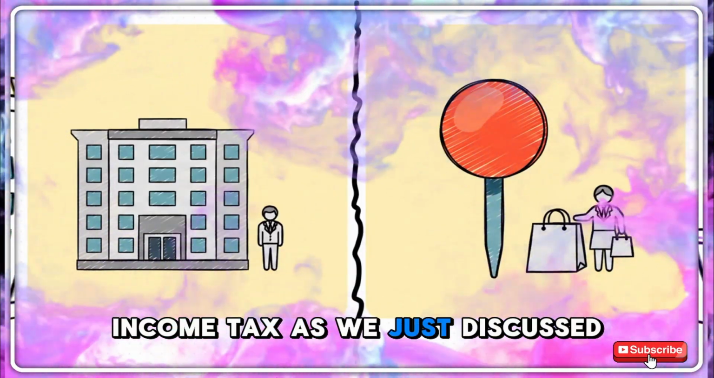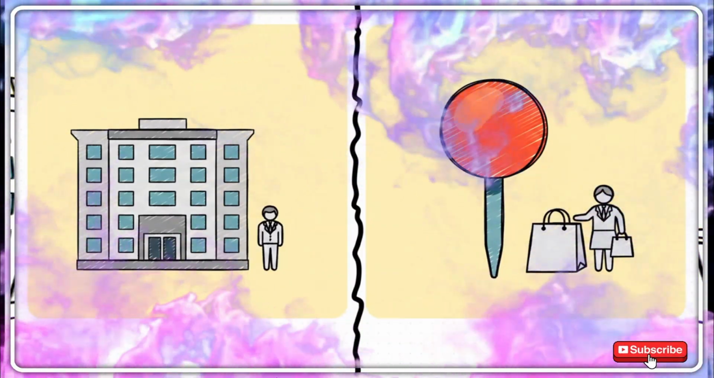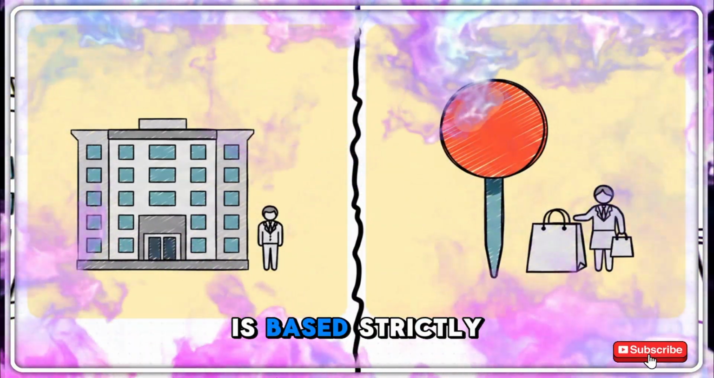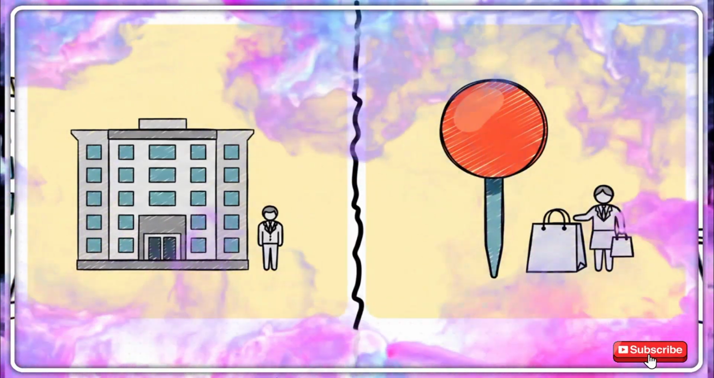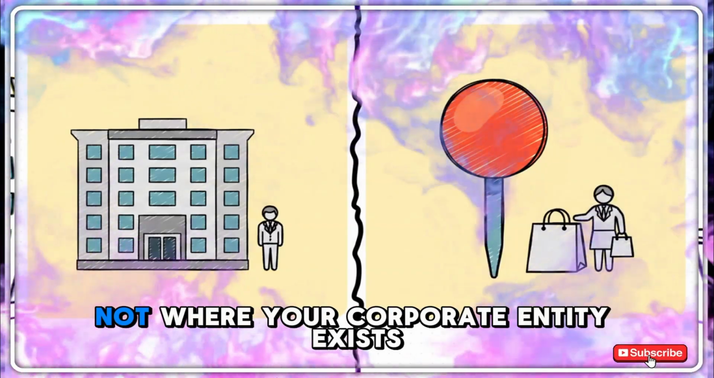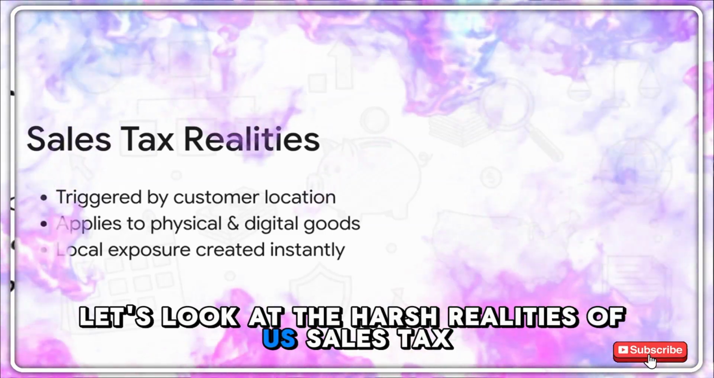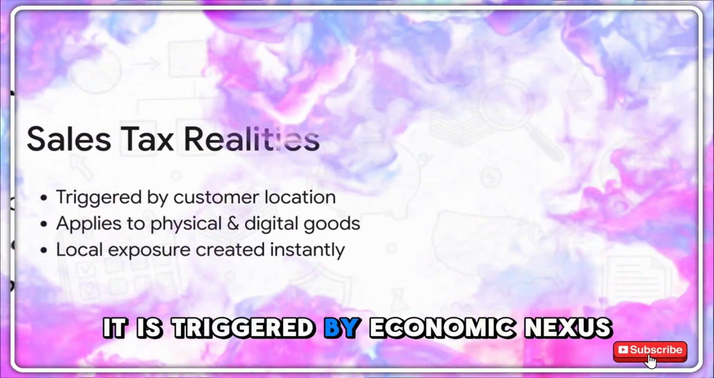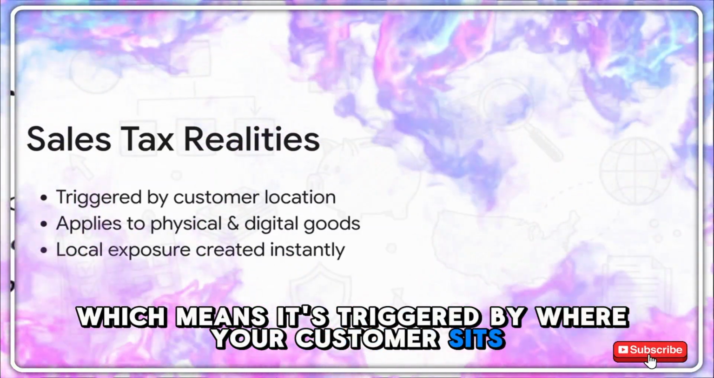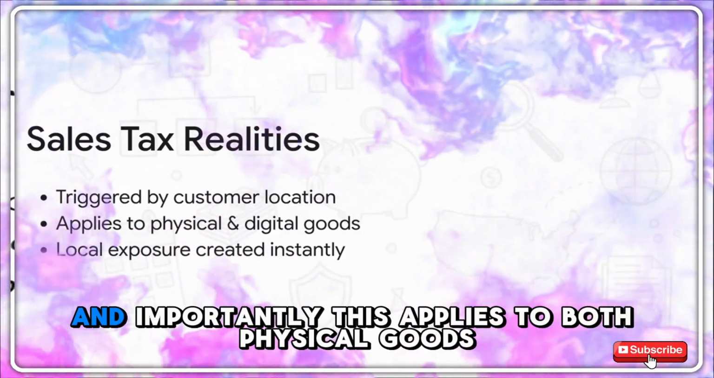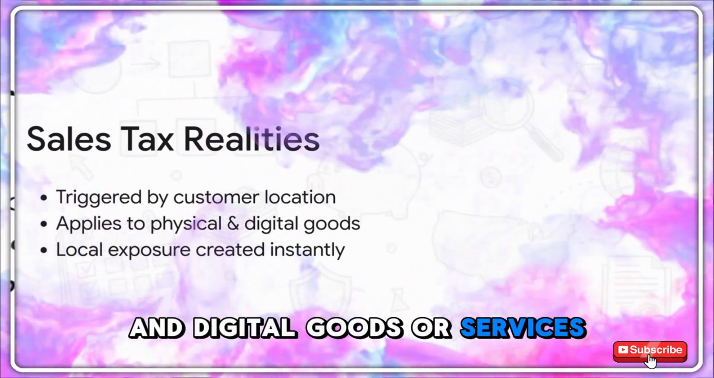Income tax, as we just discussed, is based on where the company operates and where its owners live. Sales tax, on the other hand, is based strictly and entirely on the physical location of your end customer. The driver here is consumption, not where your corporate entity exists. Let's look at the harsh realities of US sales tax. It is triggered by economic nexus, which means it's triggered by where your customer sits when they buy your product. And importantly, this applies to both physical goods and digital goods or services.